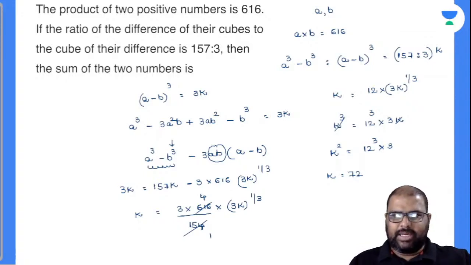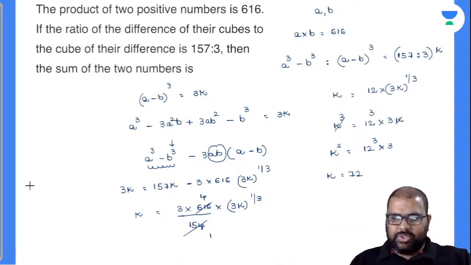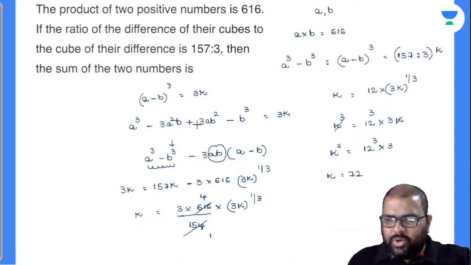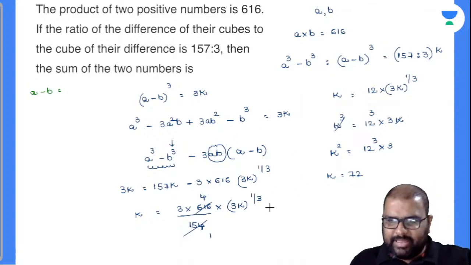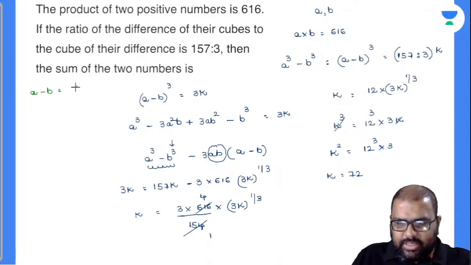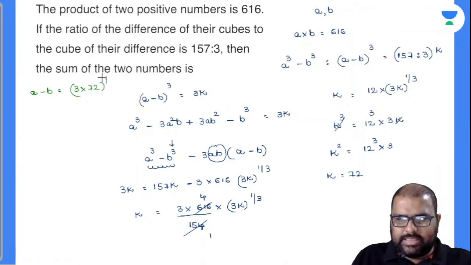Now what is the question asked? Sum of the two numbers it seems. I'll write down in red ink. So already you know a minus b is nothing but equal to 3k whole to the power of 1 by 3. So you know k value, 3 into 72 whole to the power of 1 by 3 will be how much? 216. 216 is nothing but equal to 6 cube. So a minus b value is nothing but equal to 6.